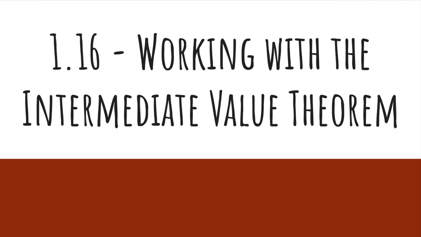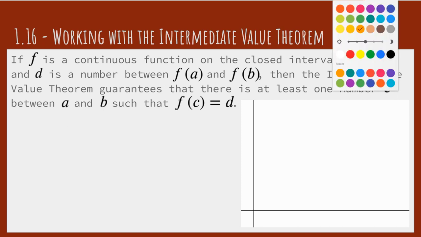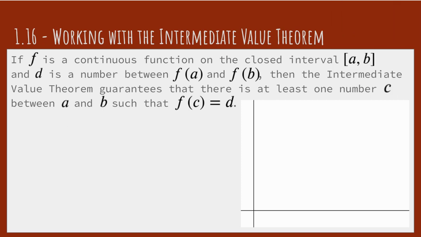Our last topic here in Unit 1 is going to deal with something called the intermediate value theorem that we're going to abbreviate IVT. So the intermediate value theorem is a theorem that tells us a little bit about a continuous function, and it allows us to make some conclusions about a continuous function under certain conditions. So the first thing I want to point out here is that one of the conditions of the intermediate value theorem is that we have a continuous function.